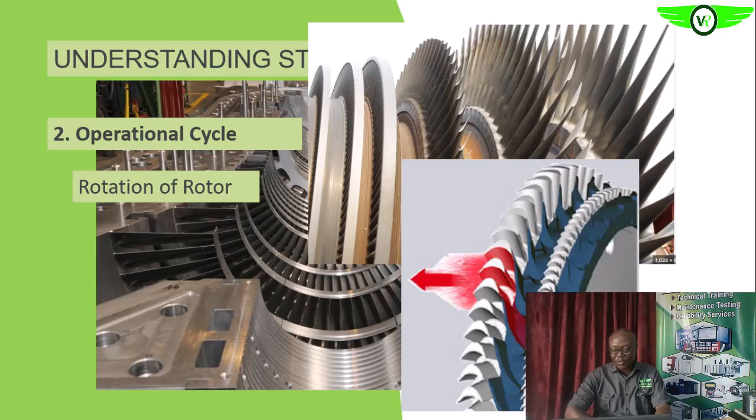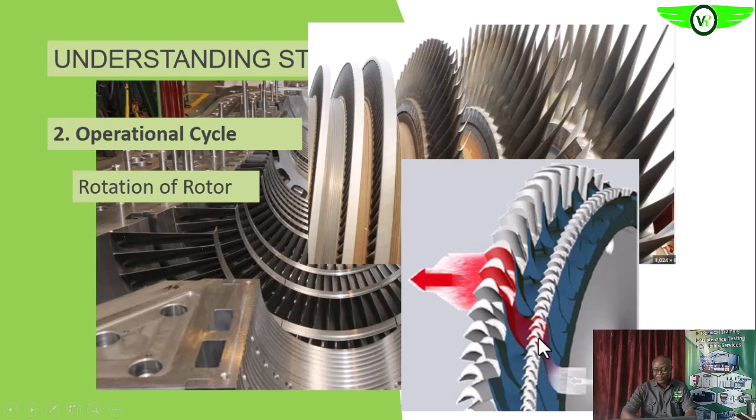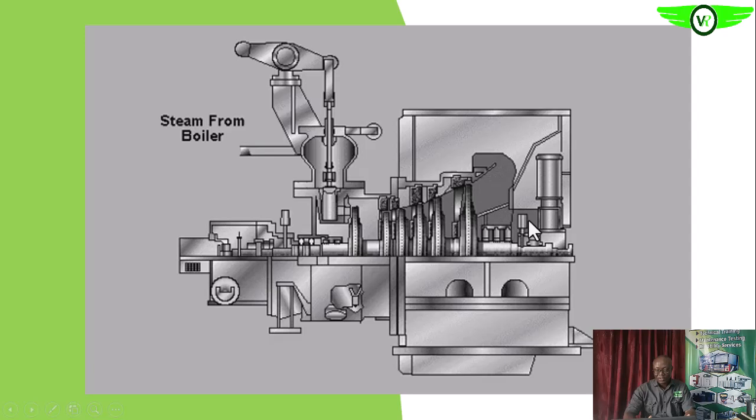So this is what we have been discussing. This is the nozzle, and as it throttles, the steam impinges on the blade of the rotor, and that causes it to turn.